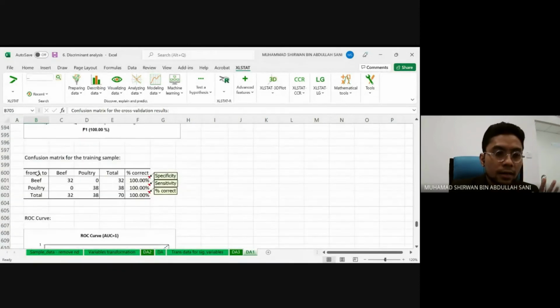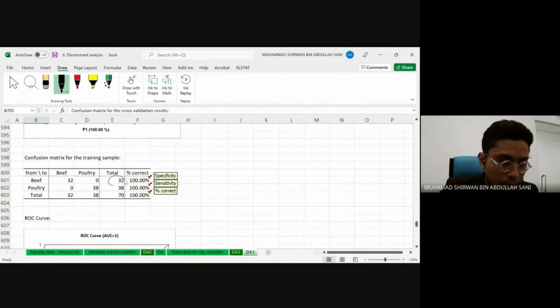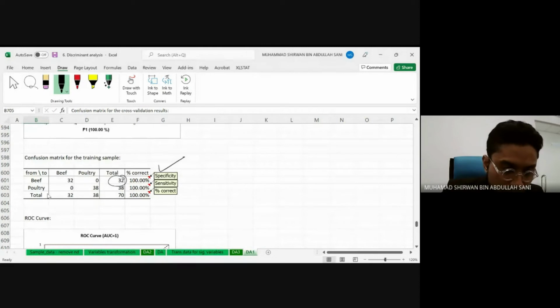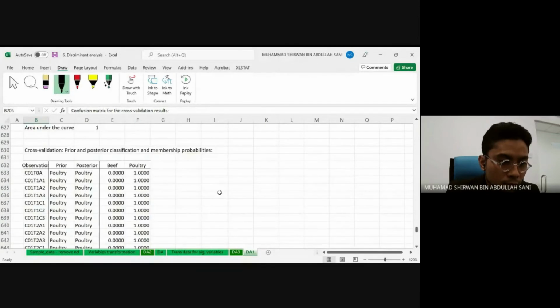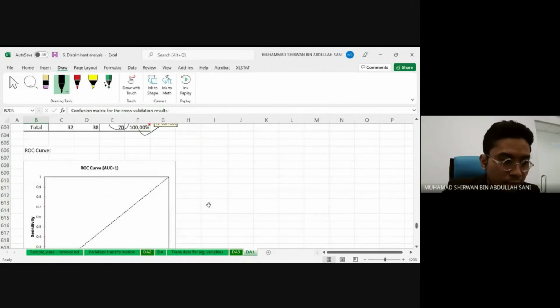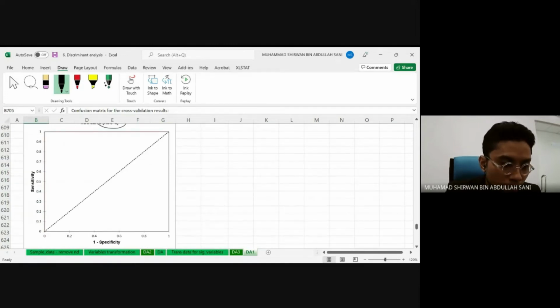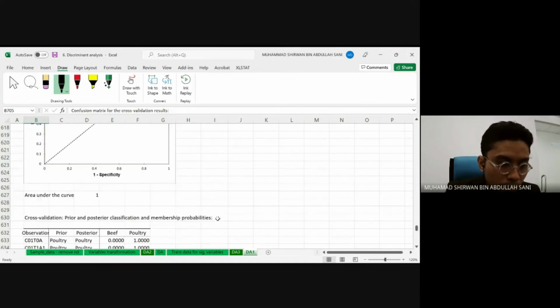Okay, so with 9 variables, 32 beef is correctly classified as beef. Okay, this is the same. So we get 100% correct classification. Poultry 38, we get 38. Yes, correct. So total 100%. Okay. Now we go to this cross validation because we still get AUC as 1. Ideal, right? So now let's go to check at the bottom what do we get.